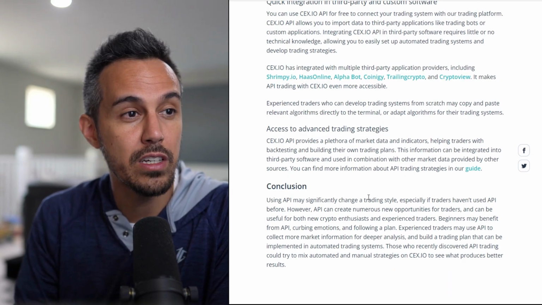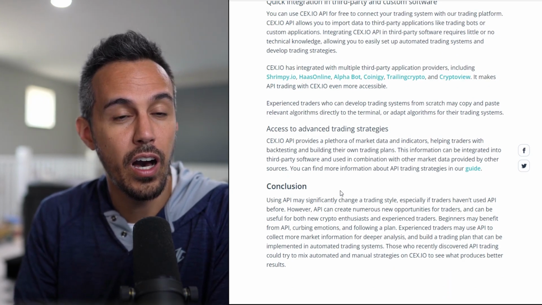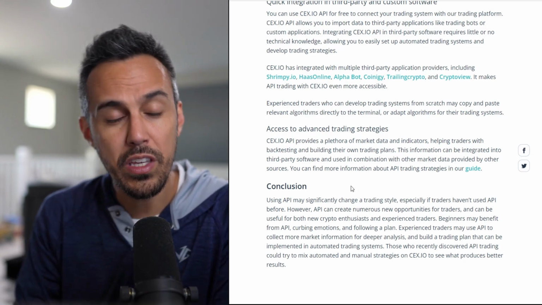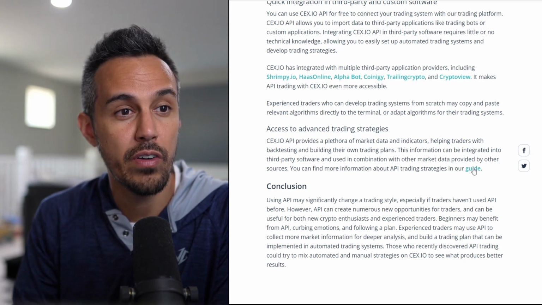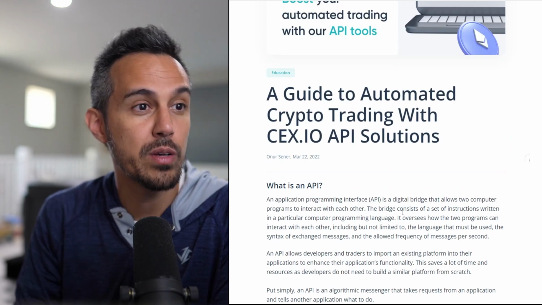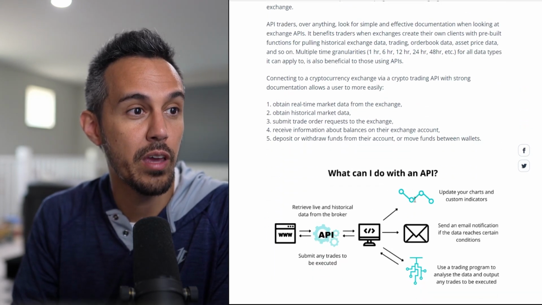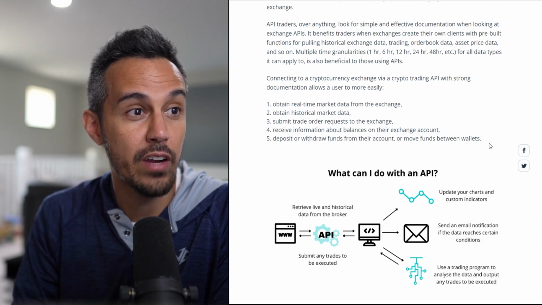And then of course access to advanced trading strategies. Obviously you can make your own, but the idea is that you're tweaking your strategies and coming up with one. They even have a guide that walks you through this, which I think is really cool that they're providing these resources. But this link specifically talks about a guide to automated crypto trading with CEX.io API solutions. What is API? What is crypto trading API? And the benefits they highlighted here.